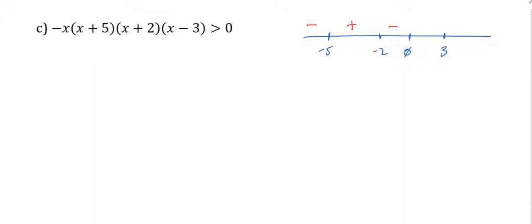Pick something between 0 and 3. How about 1? So that's going to be positive, 1 plus 5 is positive, 1 plus 2 is positive, 1 minus 3 is negative. 2 negatives makes positive. And the last one, I'll pick a big number, 10. This is positive, 10 plus 5 is positive, 10 plus 2 is positive, 10 minus 3 is positive. All positive, so it's positive there.